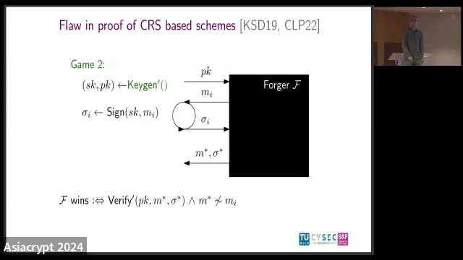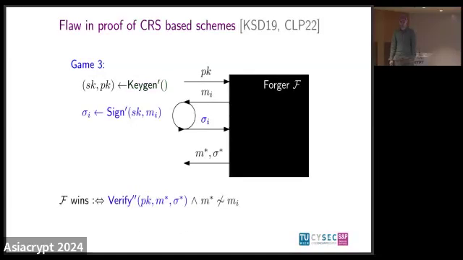Then from game one to game two, they change the key generation algorithm, where they just introduce the randomness differently, but the keys are not distributed differently. So the view of the adversary does not change, and their advantages are just the same.